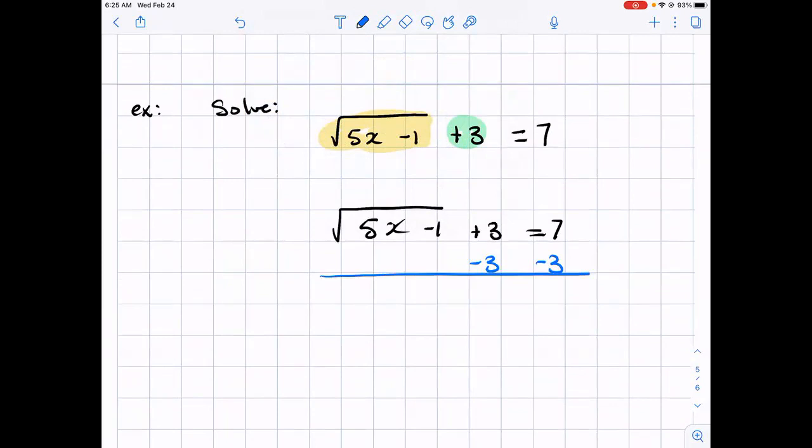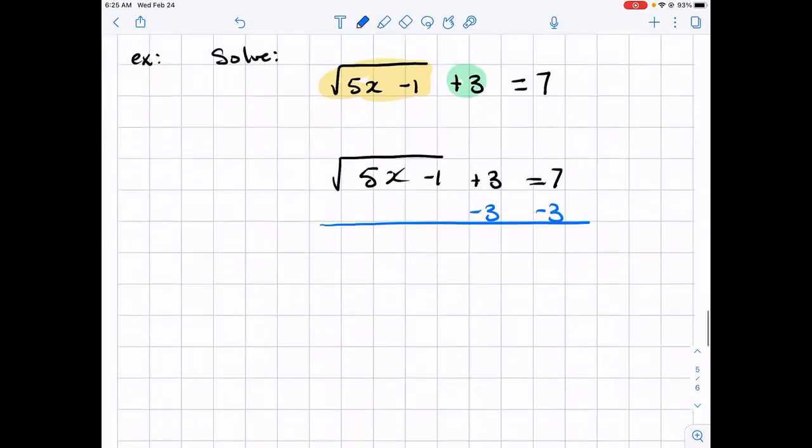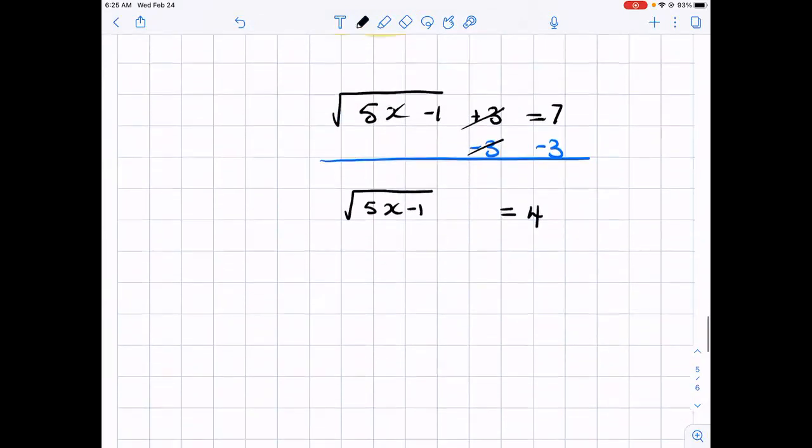So we had seen some cases before when we have to leave things by itself, right? When we solve the absolute value equation, we had to leave the absolute value by itself, right? So this becomes now the root of 5x minus 1. This plus 3 and this minus 3 becomes 0. And 7 minus 3 is equal to 4. Now, the radical is by itself.